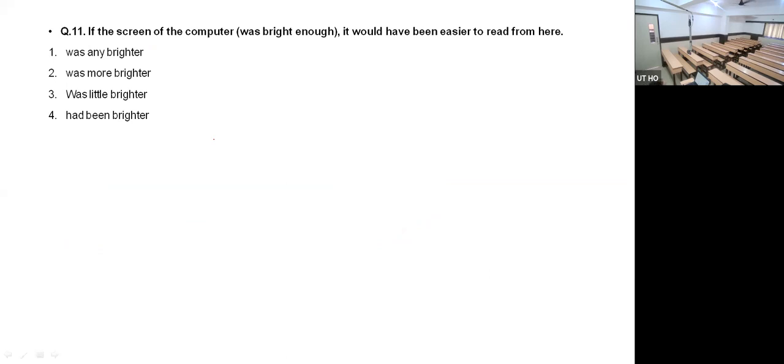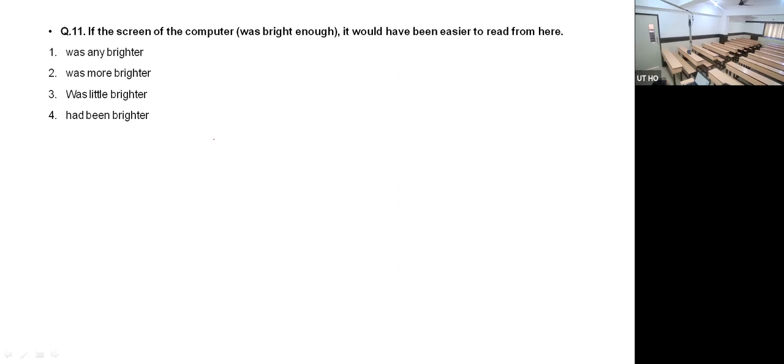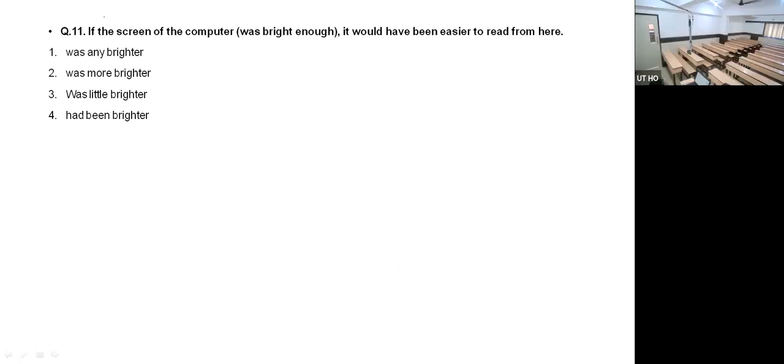Here your phrase is given in the brackets. We have to look for the correct form. Had been brighter. The screen of the computer was bright enough. It would have been easier to read from here. If the screen of the computer had been brighter, things should make sense. Was any brighter? 1 minute. Yeah, that's what I was coming to.